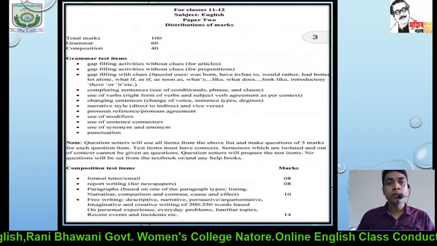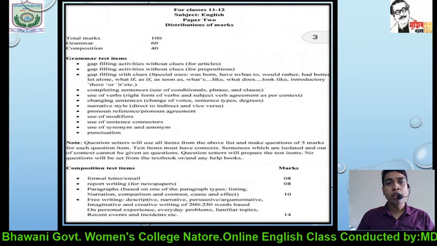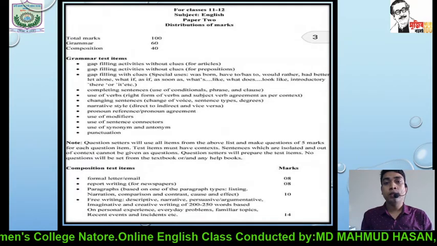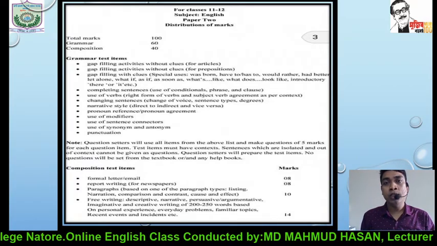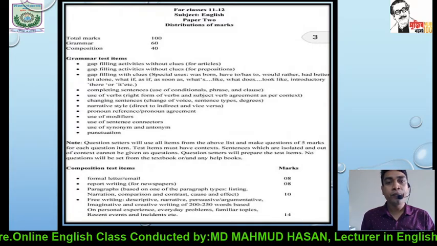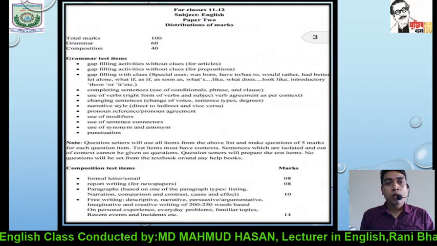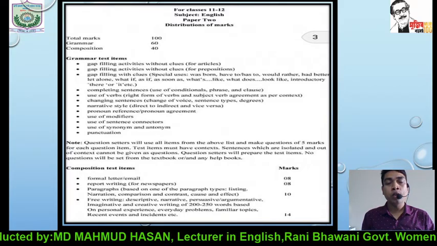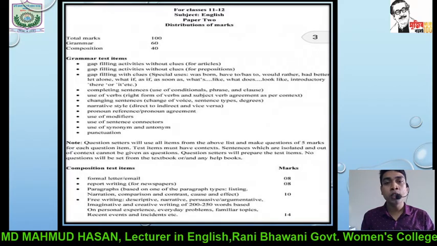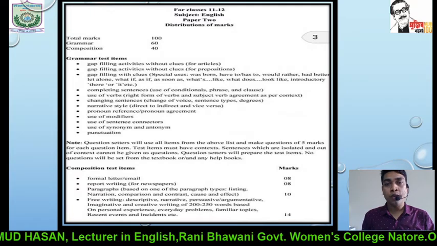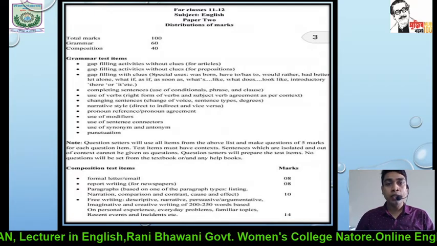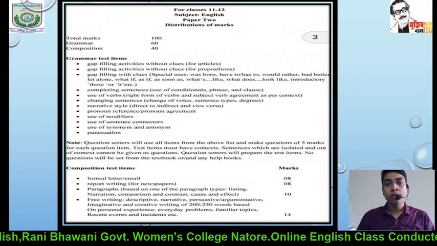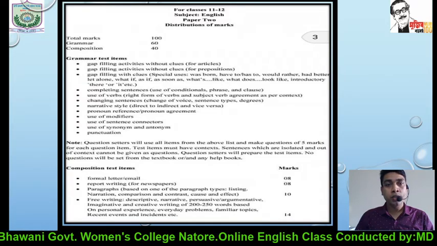Then the question item is changing sentences: change of voice, sentence type, degrees. These are the items. In this changing sentences, you must answer 5 questions, and each question carries 1 mark. In total, this question item will cover 5 marks.